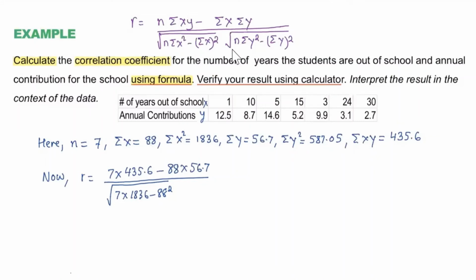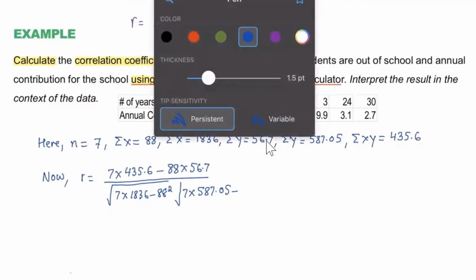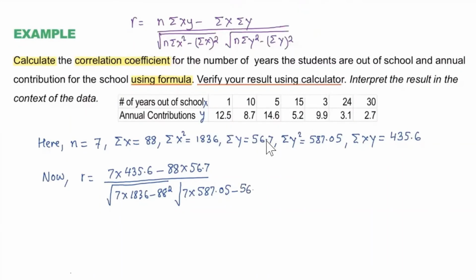Now there is a second square root, and then you have n, which is 7, times sum of y squared. Here sum of y squared is 587.05. Then minus, you have sum of y, and you have to square that. Sum of y is 56.7, and we need to square that. So that is what we have from the formula.